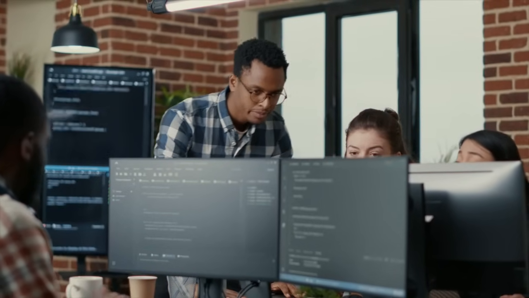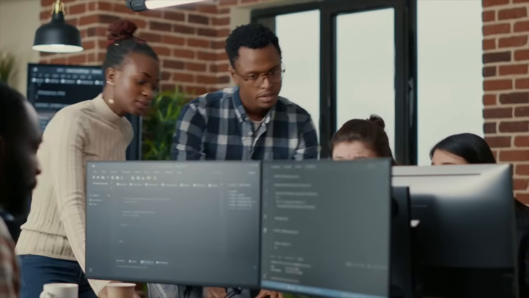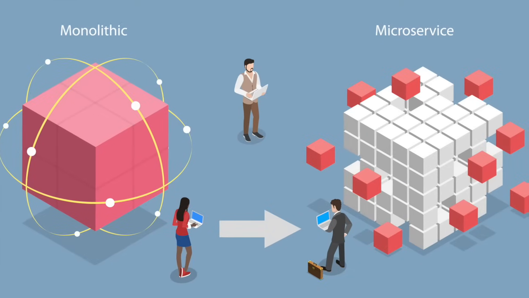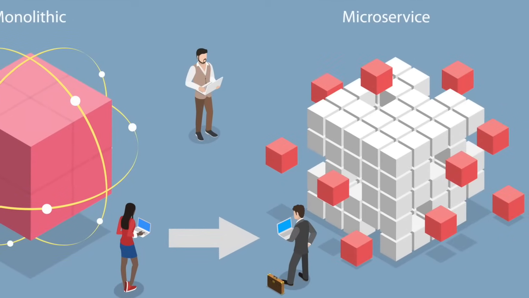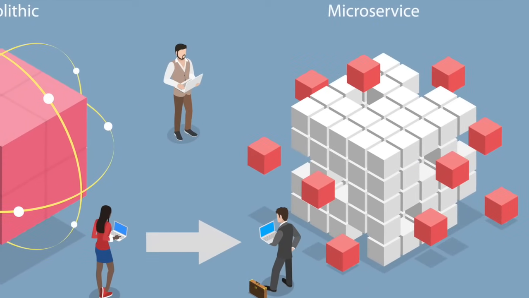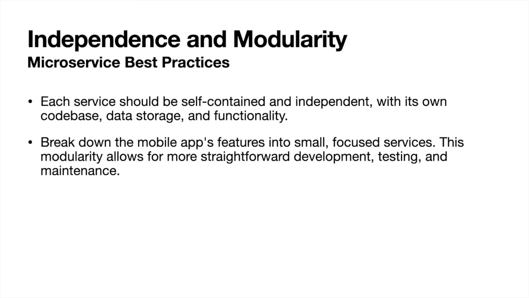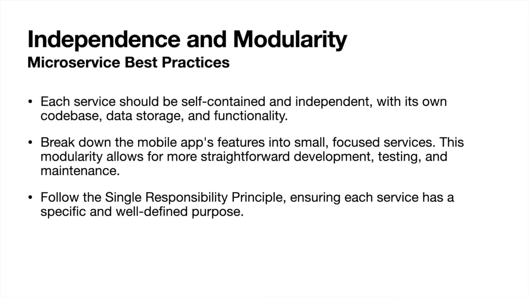This results in a more agile and responsive development process, with the ability to deploy improvements or bug fixes to individual services without the need to roll out an entire application. Be sure to follow the single responsibility principle, ensuring that each service has a specific and well-defined purpose.